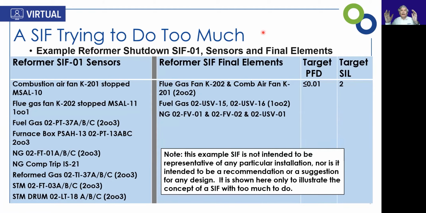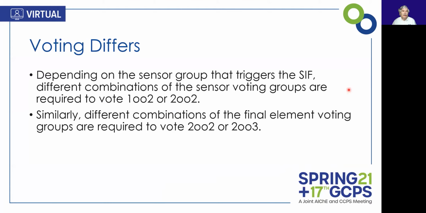Here is an example of an SIF that's trying to do too much. It's a reformer shutdown, and it has all of the sensors and all of the final elements that have anything to do with this reformer shutdown issues. So we have 9 sensor groups over here. We have 3 final element groups. Our target PFD is 0.01, and the target safety integrity level is 2. So we've got a lot of stuff going on in this SIF.